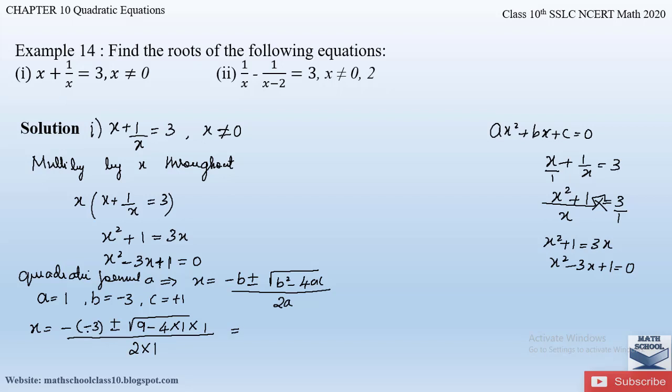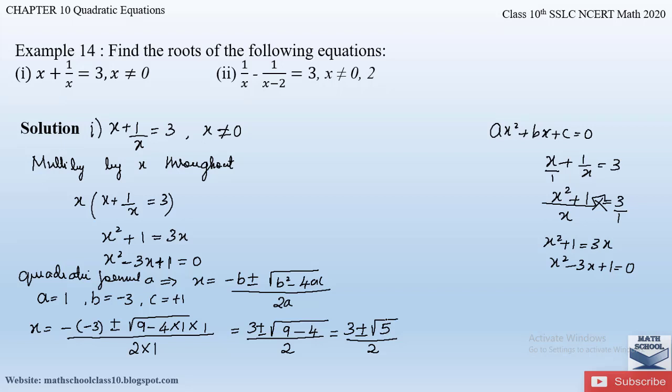So we will get here, minus into minus will be plus 3, plus or minus square root of 9 minus 4 into 1, which is 4, divided by 2. So this will be 3 plus or minus square root of 9 minus 4, which is 5. So square root of 5 divided by 2.